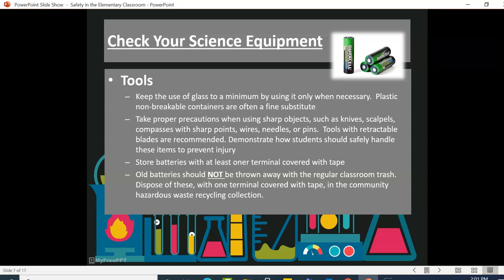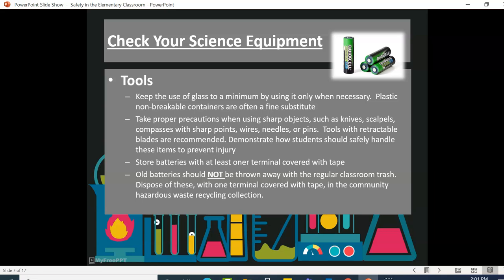Store batteries with at least one terminal covered with tape. Batteries with any signs of corrosion should be discarded according to school policy or local disposal regulations. Because the contents of batteries are potentially hazardous, do not cut batteries open or take them apart. Old batteries should not be thrown away with the regular classroom trash.